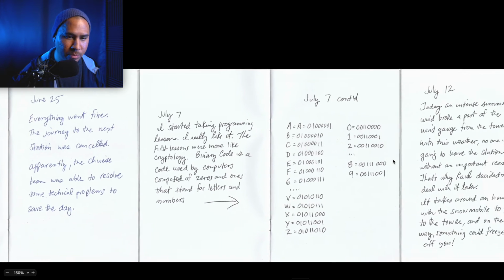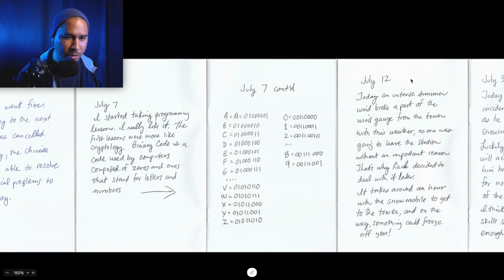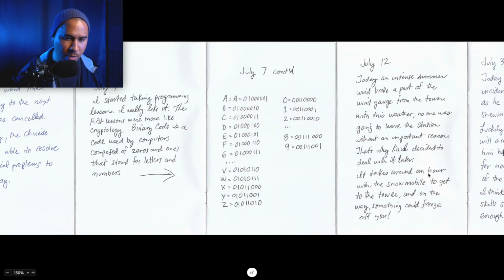Let's continue. June 12th, today an intense summer wind broke a part of the wind gauge from the tower. With this weather, no one was going to leave the station without an important reason. That's why Raul decided to deal with it later. Okay, we got another name. It takes around an hour with a snowmobile to get to the tower, and on the way, something could freeze off you. Freeze off you? Oh, like a finger or something?